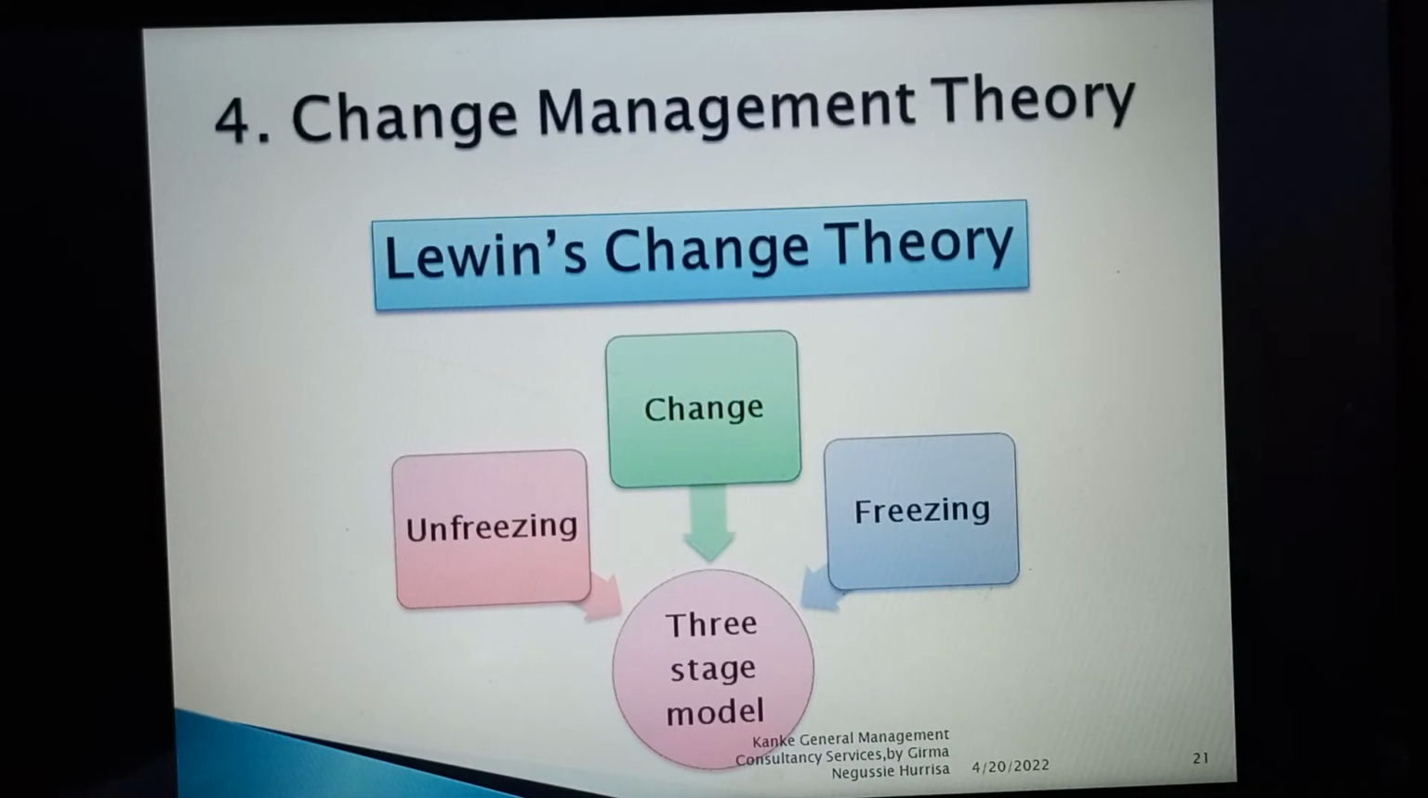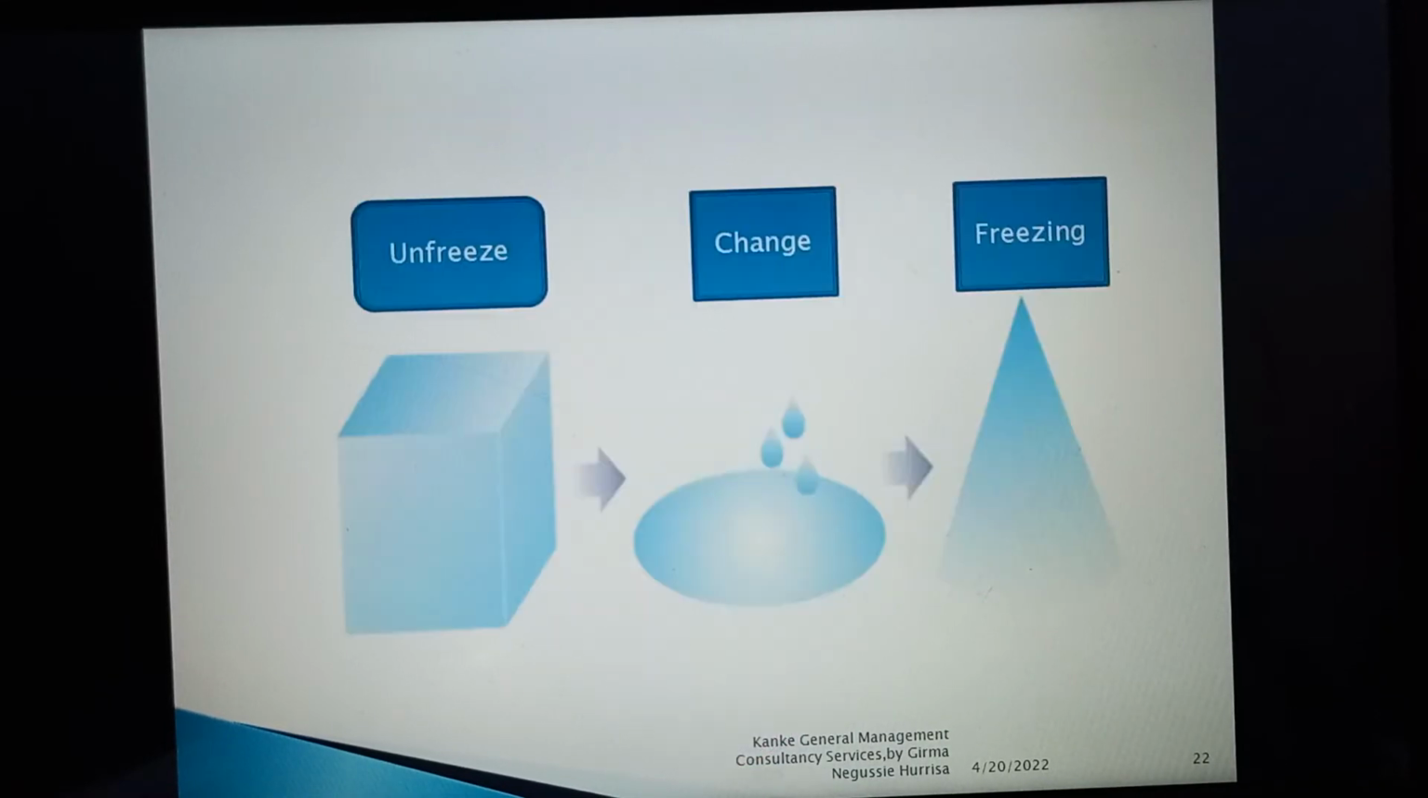Unfreezing is melting the organizational entity, or melting the already existing situation, the status quo. After melting or dissolving the existing status quo, we go through the painful change process, or the cost of the change. Then freezing is needed.